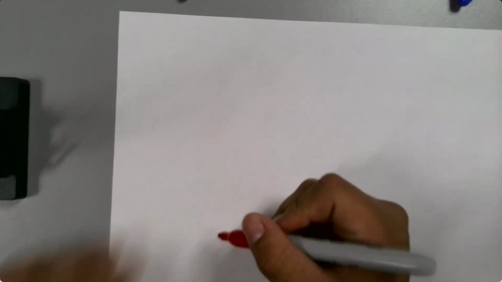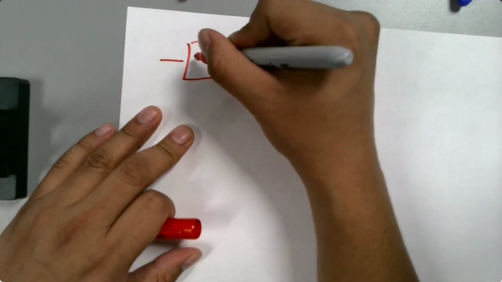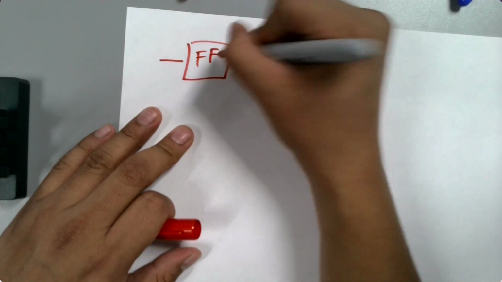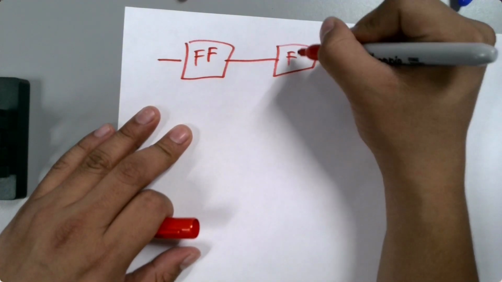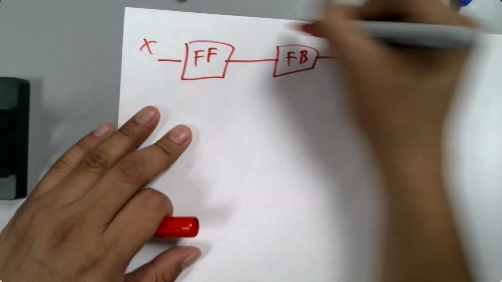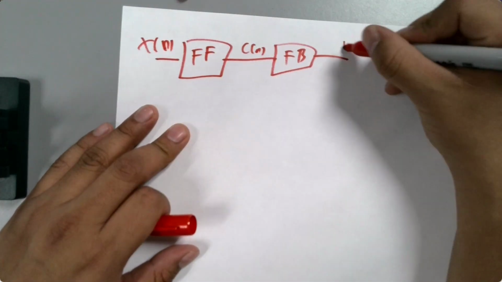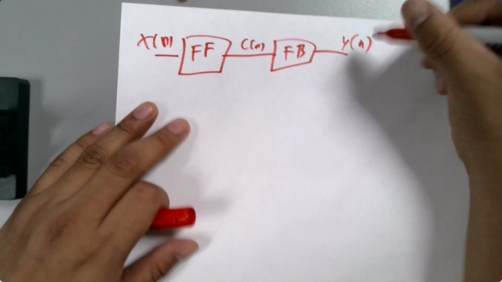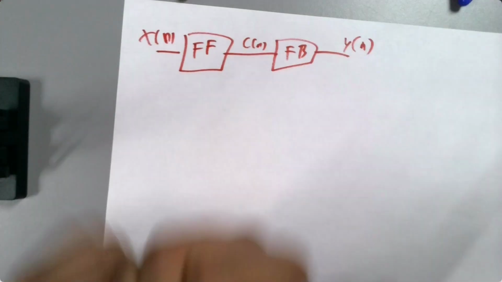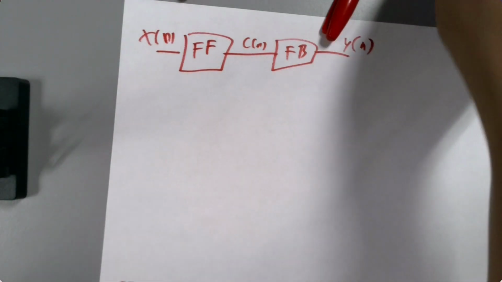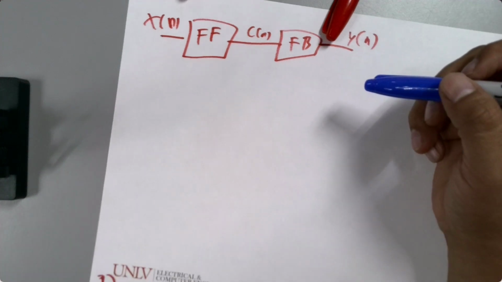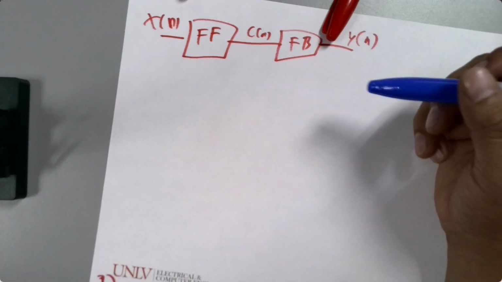Let me build a system for you too. So let's build some system, feed forward and feed back. Okay, some x input, and let's call it some c of n input right there, and some y output. So let's talk about zero input response, okay? We're doing a zero input response.